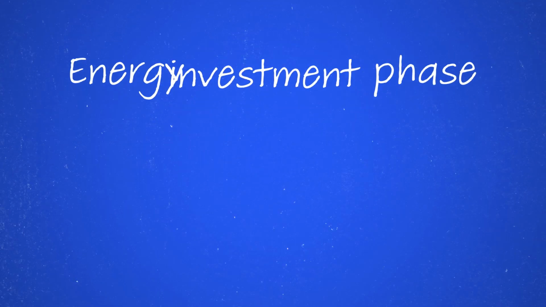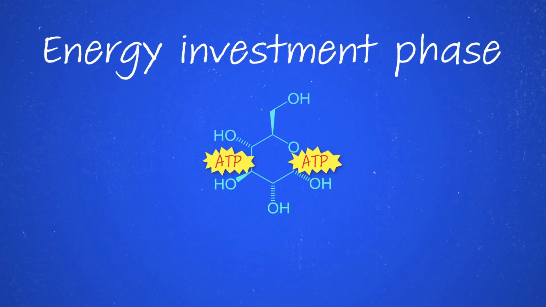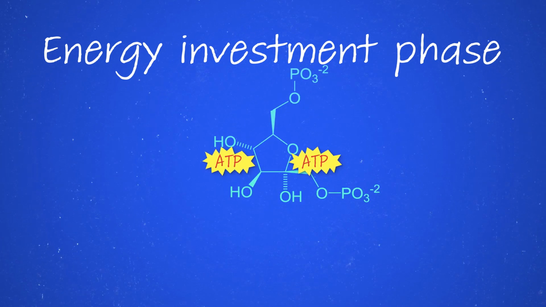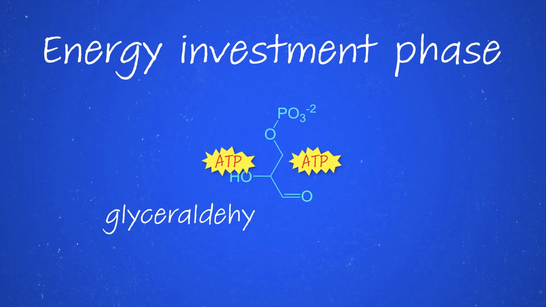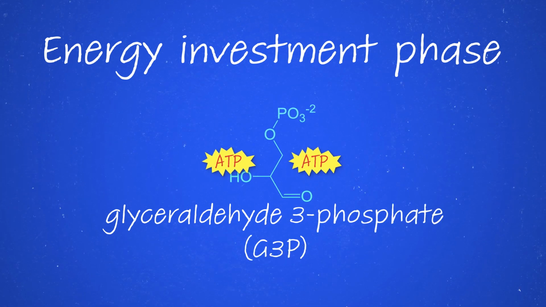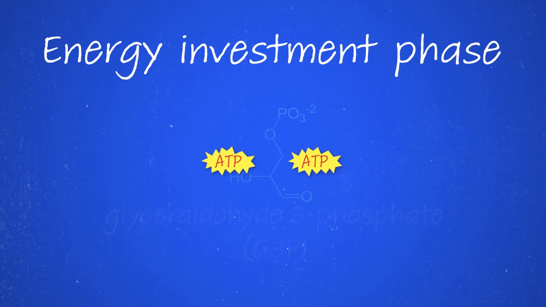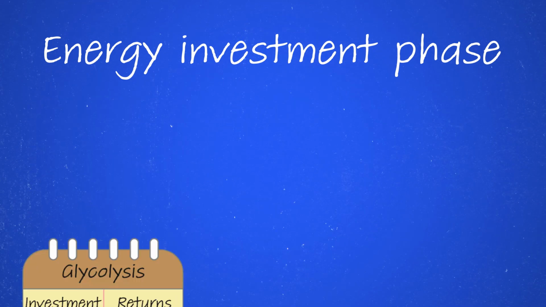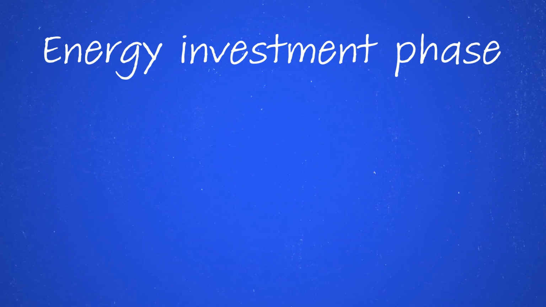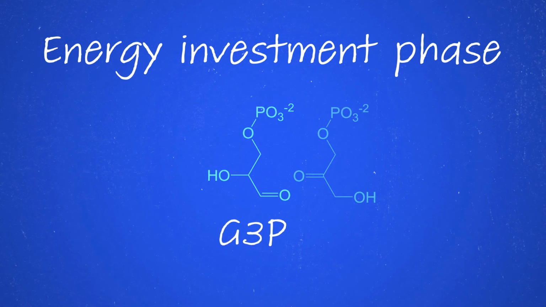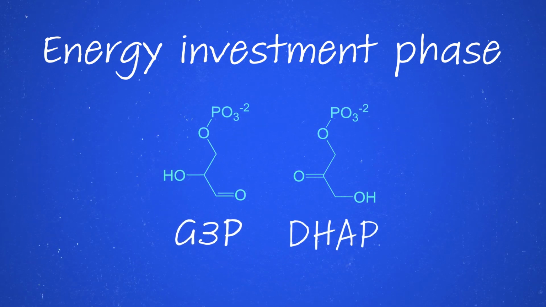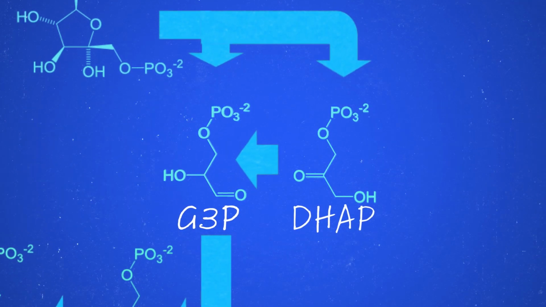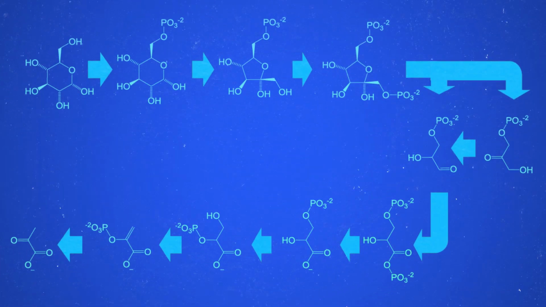In the energy investment phase, your body uses 2 pre-existing ATP molecules to bind to and modify the structure of the glucose molecule to be broken down. The resulting modified glucose, called glyceraldehyde 3-phosphate, or G3P, is easier to break down, so it is worth the investment. But remember, at this point we are 2 ATP molecules in the hole. Another important side note is that the energy investment phase generates another molecule alongside G3P, called DHAP, which will later be converted to G3P to in turn be broken down into more pyruvate.